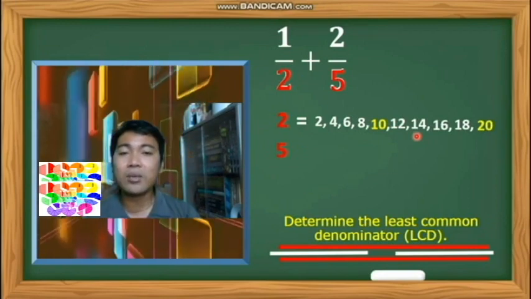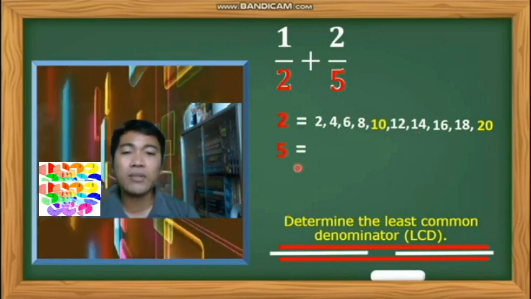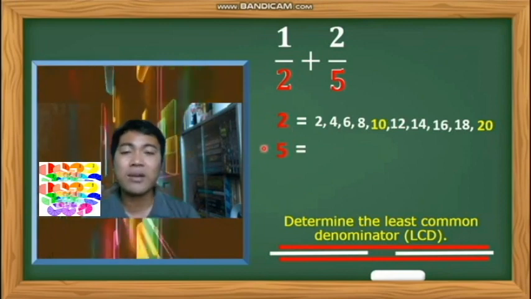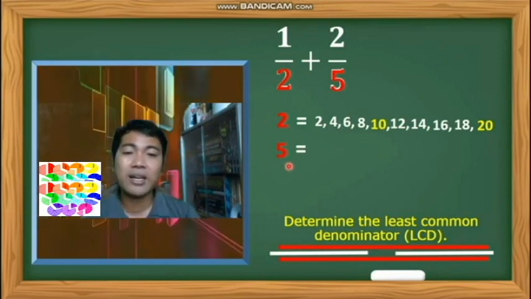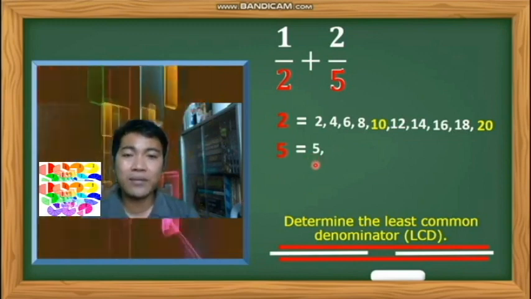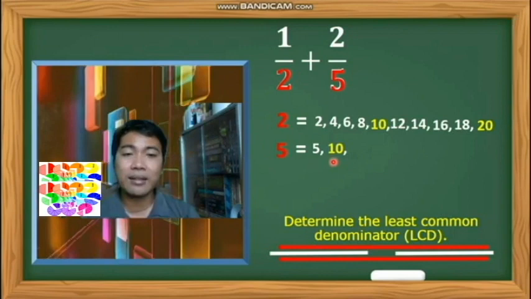Next ay ang multiples ng 5. So, we will have to list all multiples of 5. Hindi naman all, pero I think mga 6 or 7 multiples of 5. So, the first multiple of 5 is 5 itself. Bakit? 5 times 1 is 5. And then the second multiple is 10. So, 5 times 2 is 10.